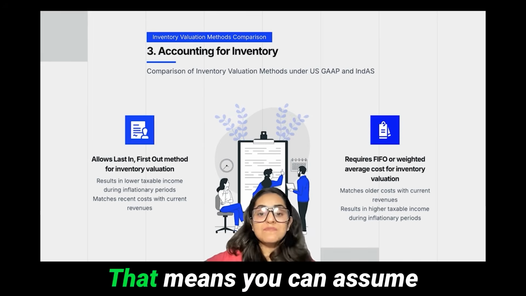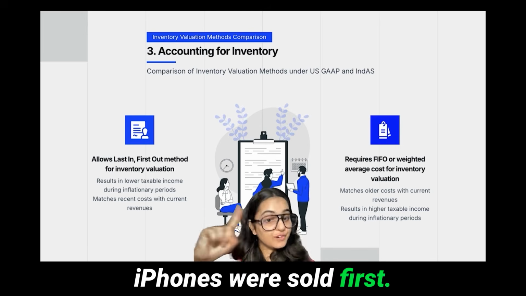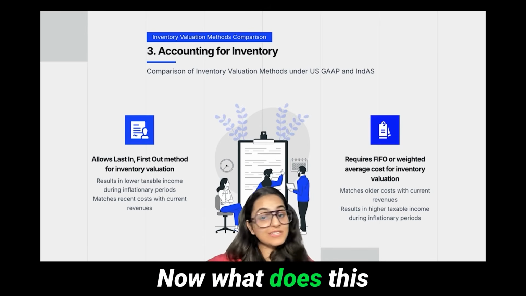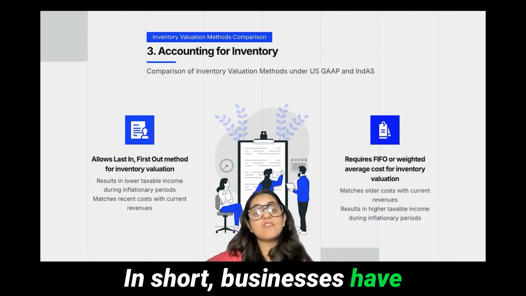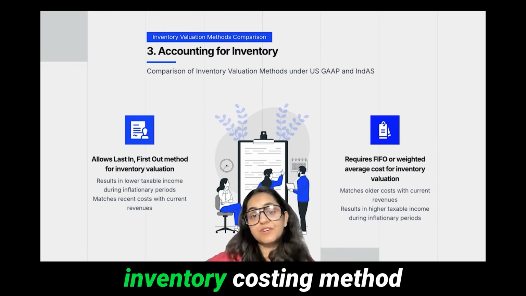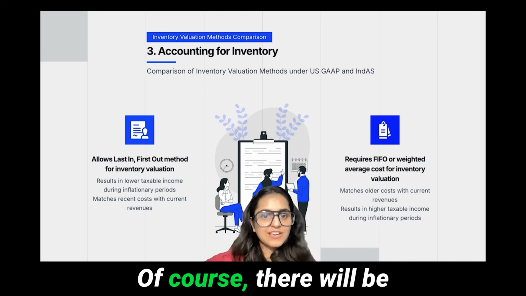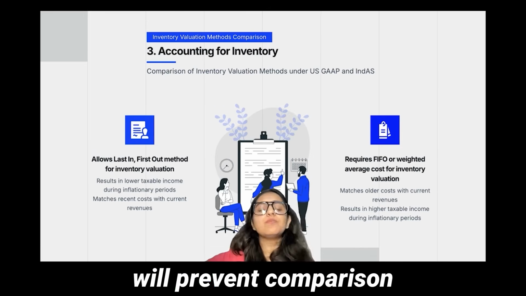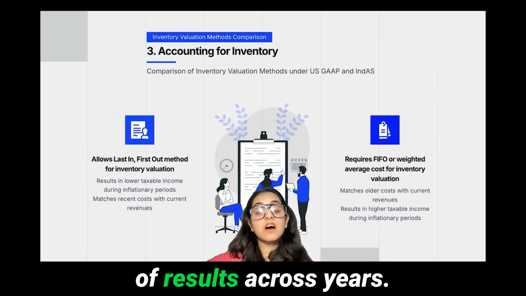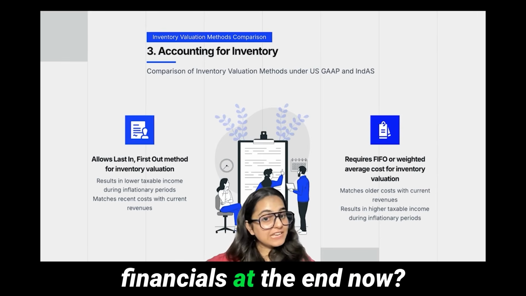That means you can assume that the more expensive iPhones were sold first. Now, what does this mean for US businesses? In short, businesses have more freedom to choose the inventory costing method, subject to disclosure. Of course, there will be restrictions on changing the accounting policy as that will prevent comparison of results across years. How does this affect the financials at the end now?